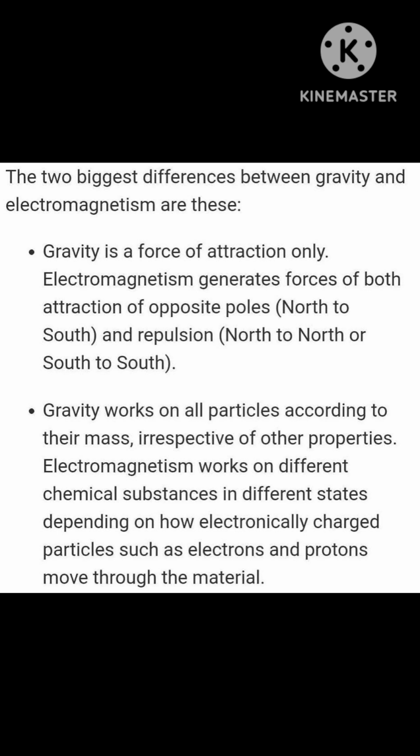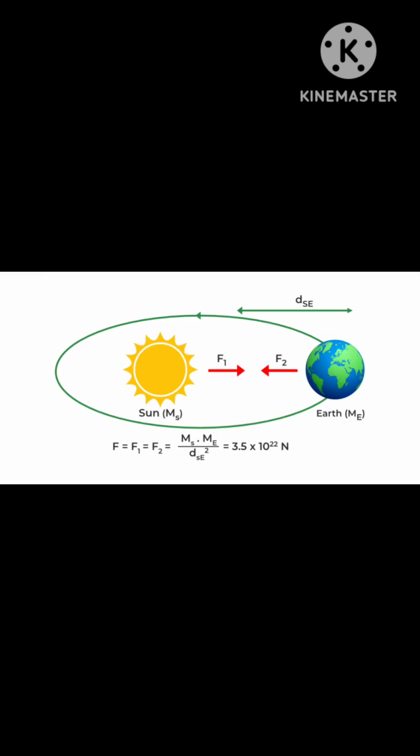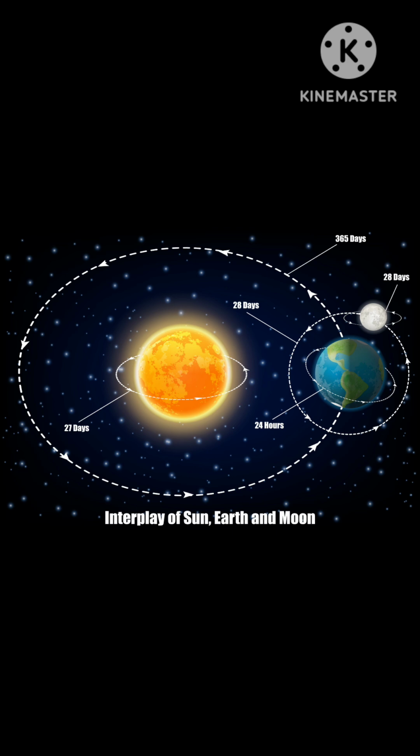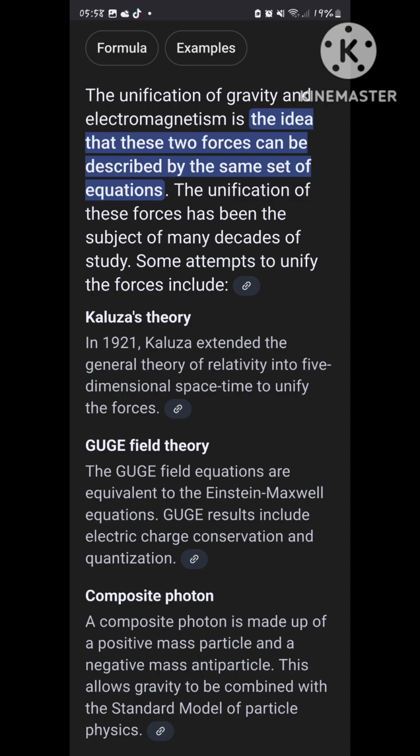Charge cancellation. In large objects like planets or stars, the positive and negative charges are roughly balanced, leading to a net cancellation of the electromagnetic force. This allows gravity to dominate on large scales. Weak force. While electromagnetism is stronger than gravity at small distances, gravity's effects accumulate over larger distances due to its lack of charge cancellation. This makes gravity the dominant force for celestial bodies. While there are theories that attempt to unify gravity and electromagnetism, such as some theories of quantum gravity, these are still speculative and haven't been experimentally confirmed.